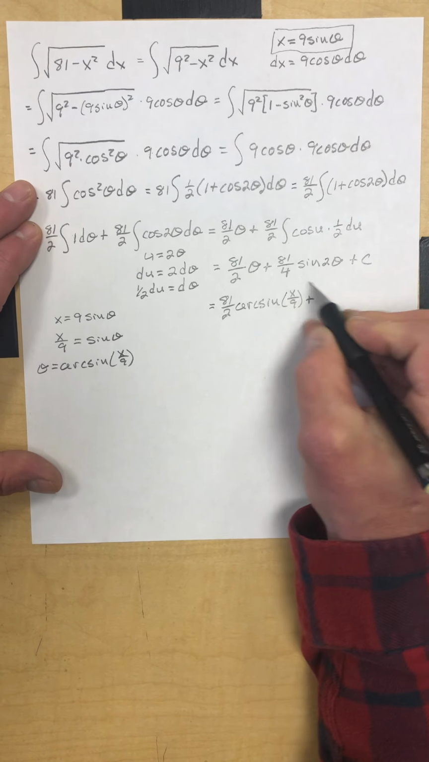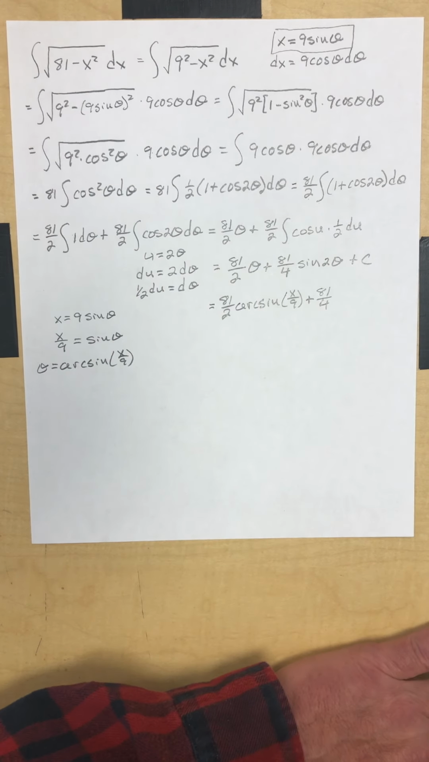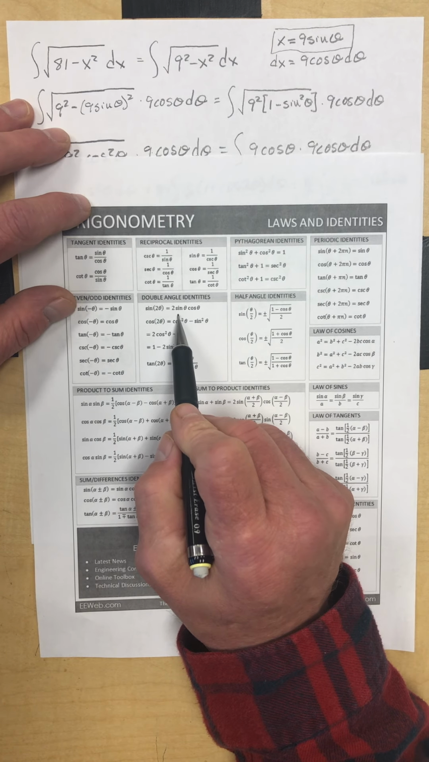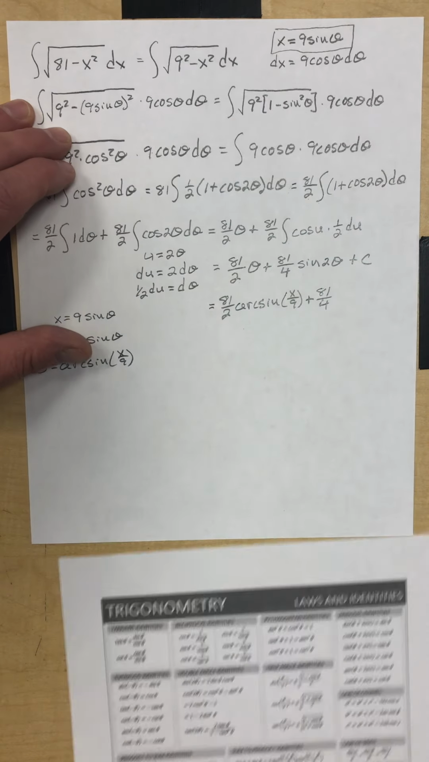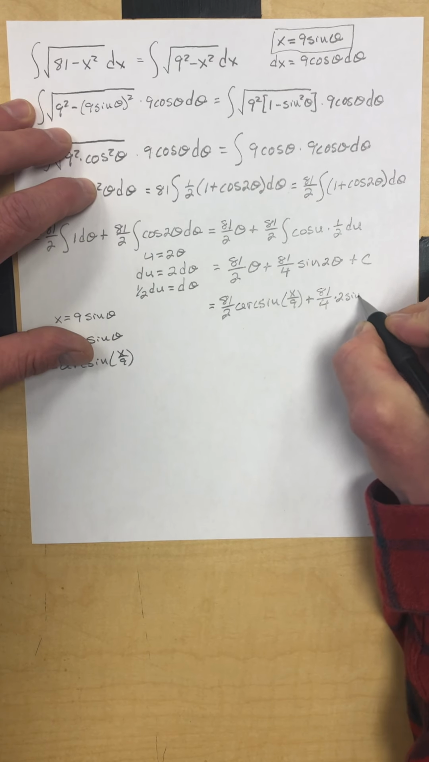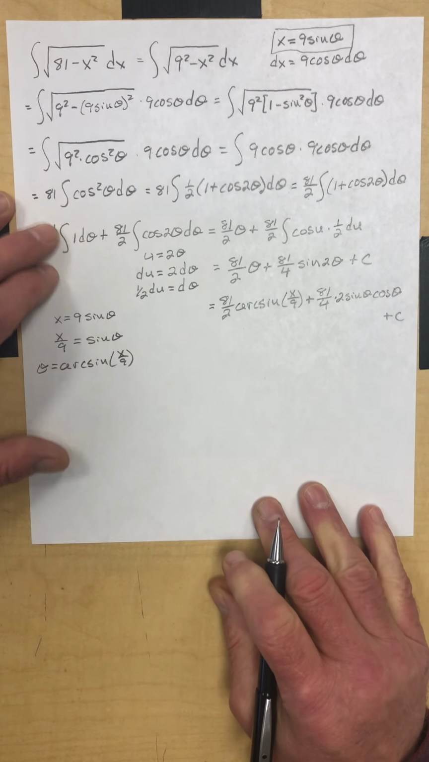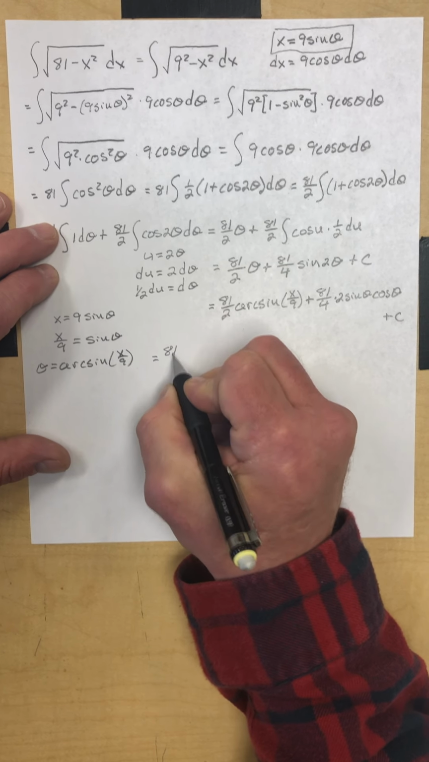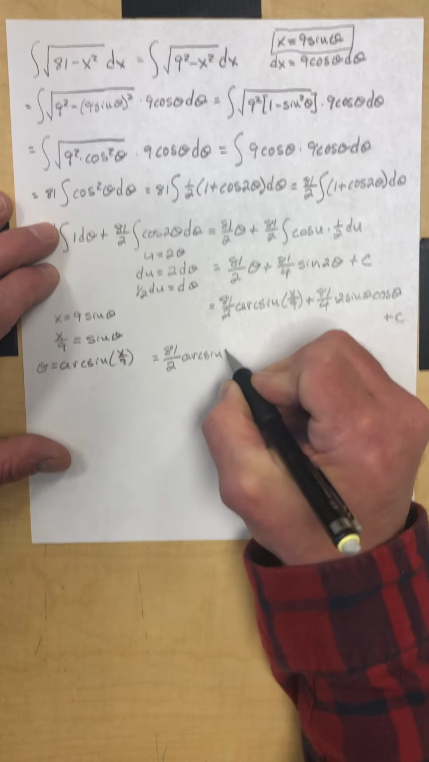Now I still got a problem with this sine of 2 theta, 81/4 sine of 2 theta. So we have to go to our double angle identities, and sine of 2 theta is equal to 2 sine theta cosine theta. So we make that substitution. So this would be times 2 sine theta cosine theta, and then we got our plus c there. So let's see what we got going on here. I've got this first half, it looks like I'm done with it, 81/2 arc sine of x over 9.